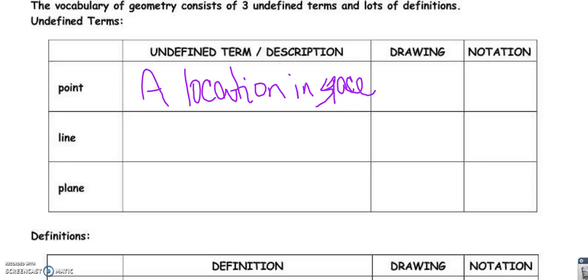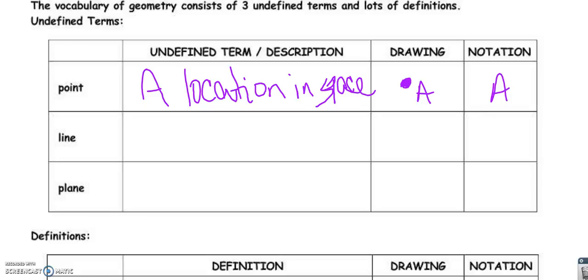A location in space is a point. When you have a drawing of a point, you're going to have a solid dot and you're going to label it, okay? You're going to call it point A, point B, point something. And then when you write it and you talk about it, it's just whatever you label it as. So your notation is just A.